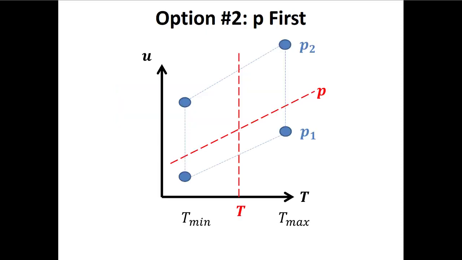My other option would be to interpolate first with pressure. Now this is almost the same, but if we interpolate with pressure first, then I have to use my interpolation factor B, which is related to pressure, twice. So I would interpolate with respect to pressure once at the low pressure and once at the high pressure. And then I would use my interpolation factor A to interpolate between these two new values of specific internal energy at this intermediate pressure that we have.